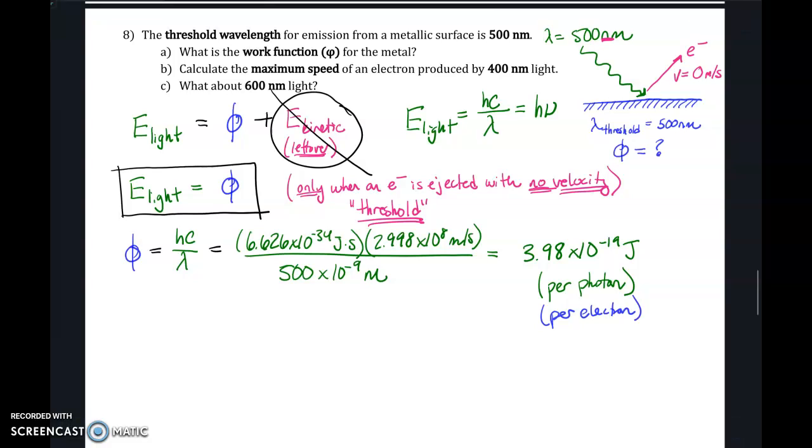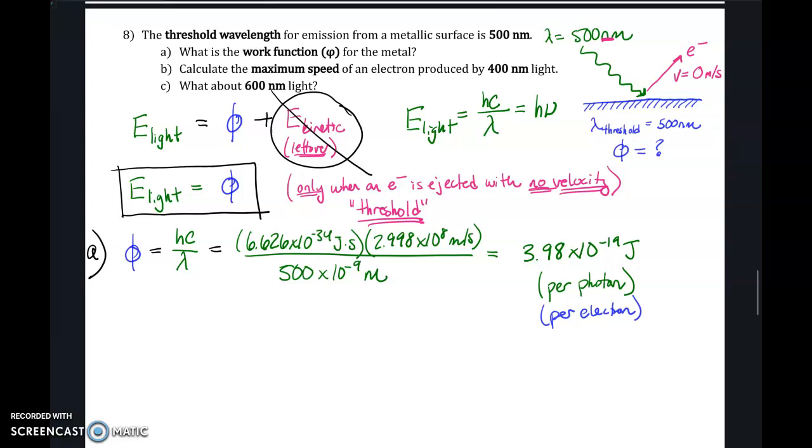They are one and the same in this situation because we're told this is the threshold wavelength. This is the minimum energy we need to get an electron to eject, right? So that is how you want to solve part A of this problem, okay?